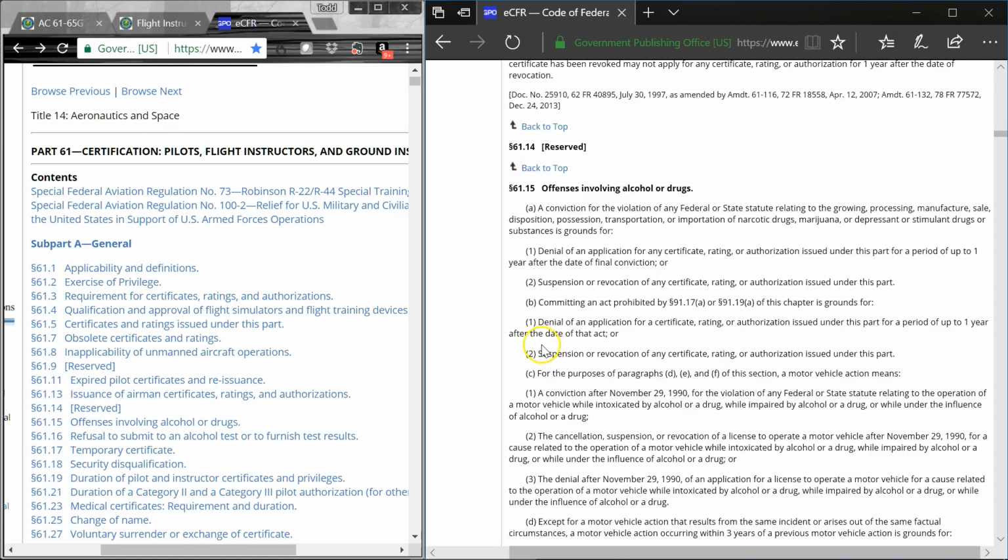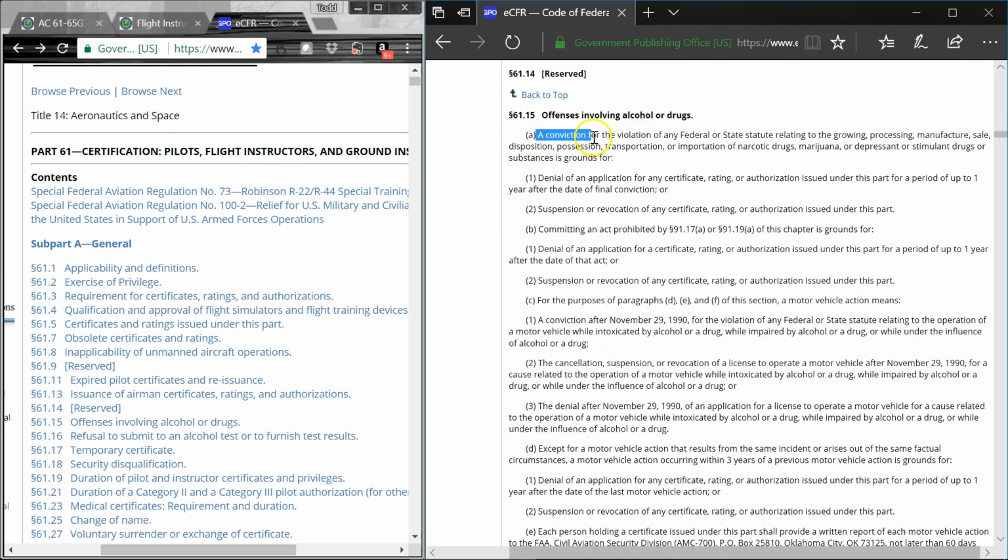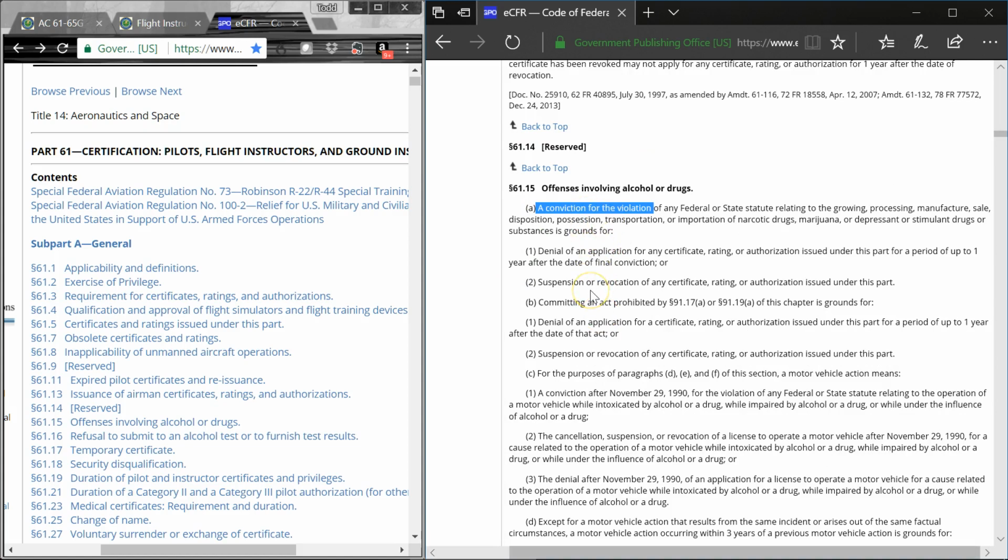So we can keep on scrolling. Offenses involving alcohol and drugs. A conviction for the violation must be reported. However, don't make the mistake when you do your MedXPress. You guys know what that is? Yeah, you do. It asks a question on there along the same line, but it doesn't say conviction.